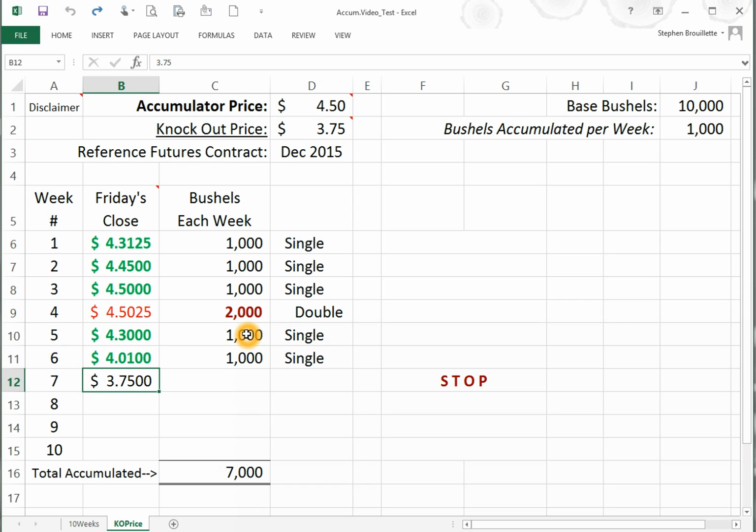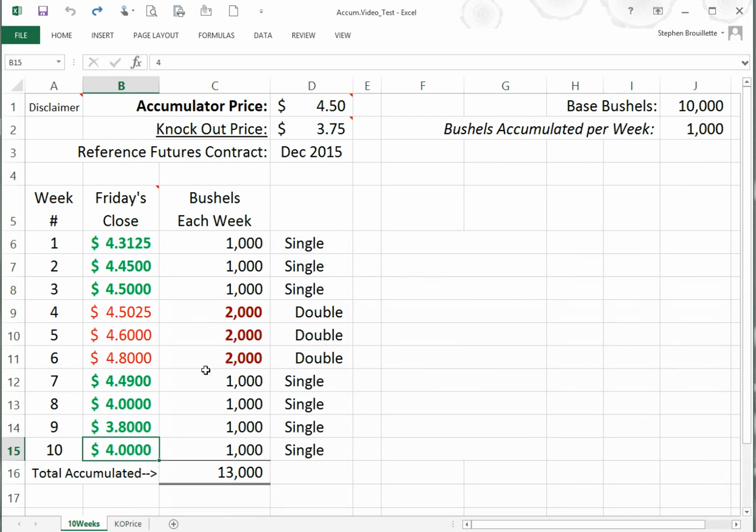In this scenario, it depends on what the market does after that, but this contract would be completed as far as accumulation. If the next week it closed back above 375, that's immaterial. This contract hit a knockout price, so the accumulation stops. That's it. Again, this is Stephen with Cardinal Ethanol, bringing you some information about the knockout price on this accumulator.